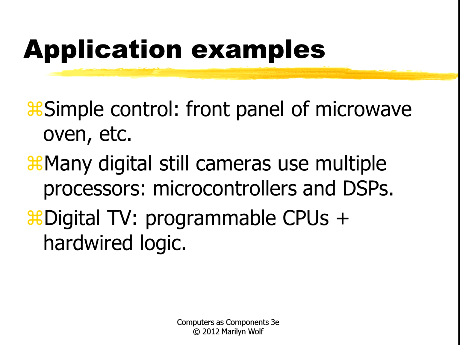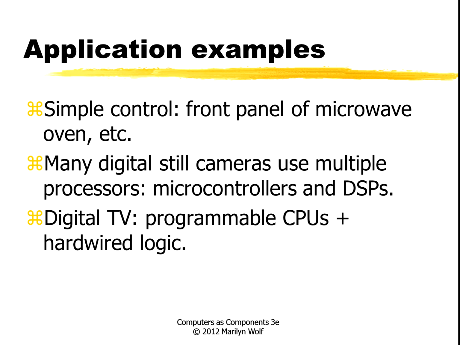Well, if you think about a simple appliance like a microwave oven, it has to run the timer, turn the device on and off, turn the lights on and off, that sort of thing. You look at a still camera or a video camera, it's got to do a lot of manipulation of the image, exposure control, compression of the image. And so these cameras usually have several processors in them. They might have microcontrollers and DSPs, and they're all working together to do all the image capture, compression, and so forth. Digital television, once again, we usually have programmable processors plus some hardwired logic because of the high data rates and the complex algorithms.